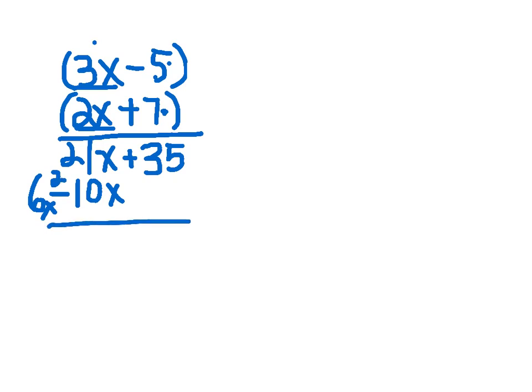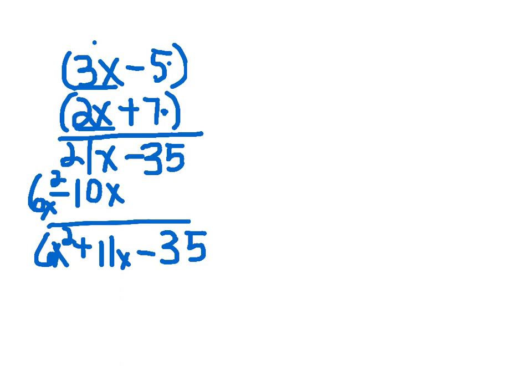Notice I'm getting the same answer. I have 35 here. I have 11x here. And I have this is supposed to be 6x squared. Except I just caught a sign mistake. And that is that 7 times negative 5 is negative 35. So let's not lose the details with the big concept.